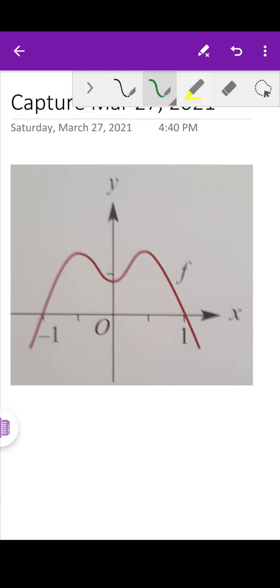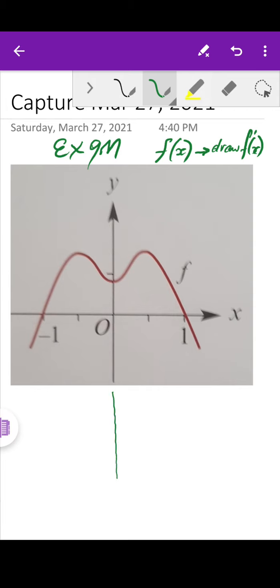Right, so let's have a look at this type of question. It's from exercise 9M, and it gives us a graph of a function. From this function, we have to draw the derivative f dash x. So we've got the function in red, and in green we'll draw the derivative. So let me just put a y-axis below this in line and an x-axis.